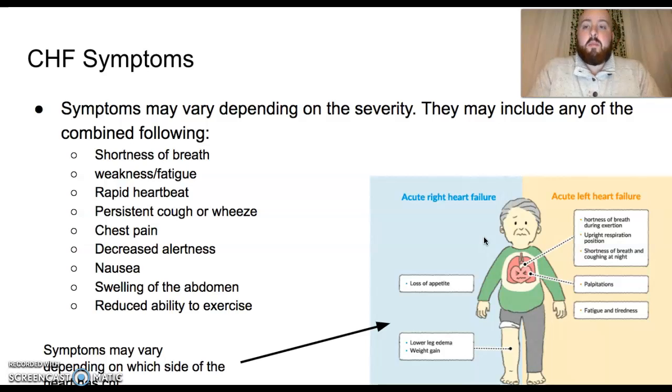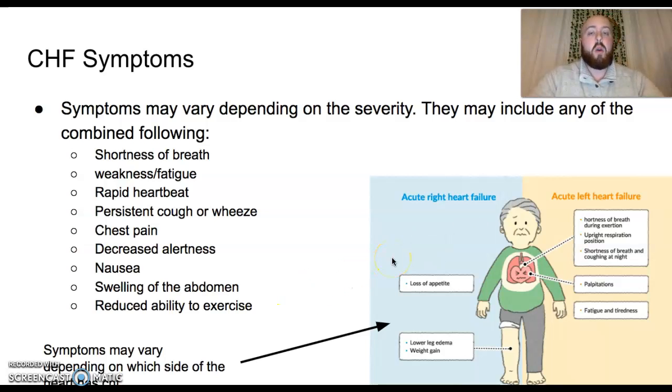Now, in terms of symptoms of CHF, the symptoms may vary depending on the severity. Now, this can include a variety of symptoms alone or combined, including shortness of breath, like I said earlier, weakness, fatigue, as well as rapid or irregular heartbeat, persistent coughing and wheezing, chest pain, decreased alertness, nausea, swelling of the abdomen due to excessive fluid buildup, as well as the reduced ability to exercise due to any of the above symptoms.